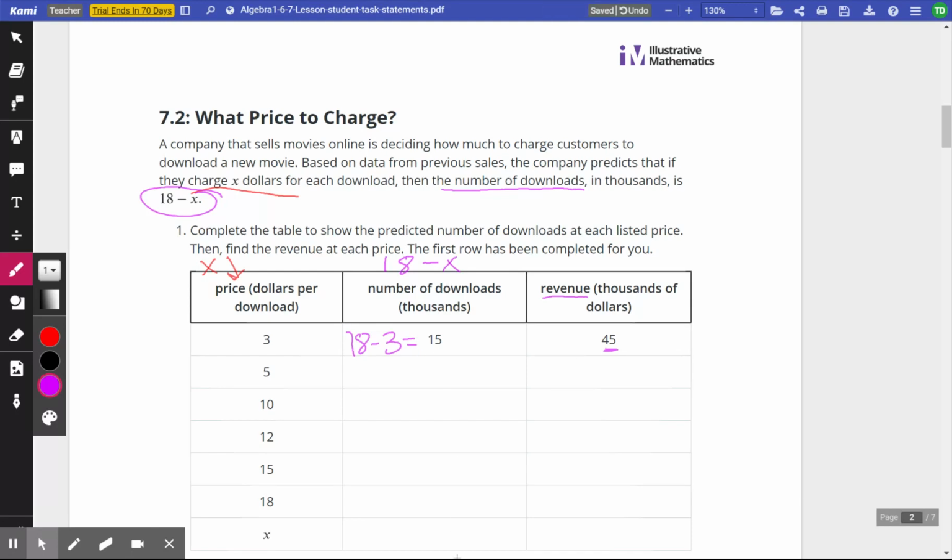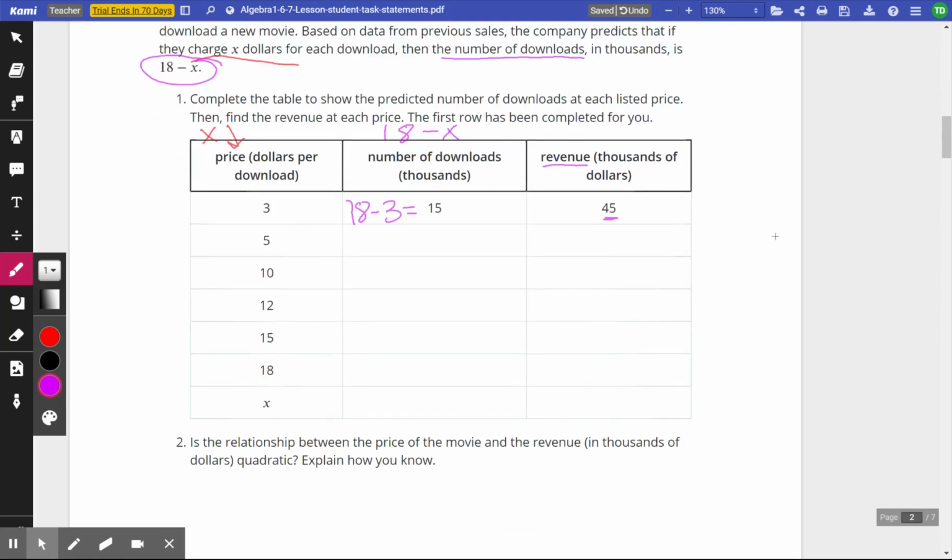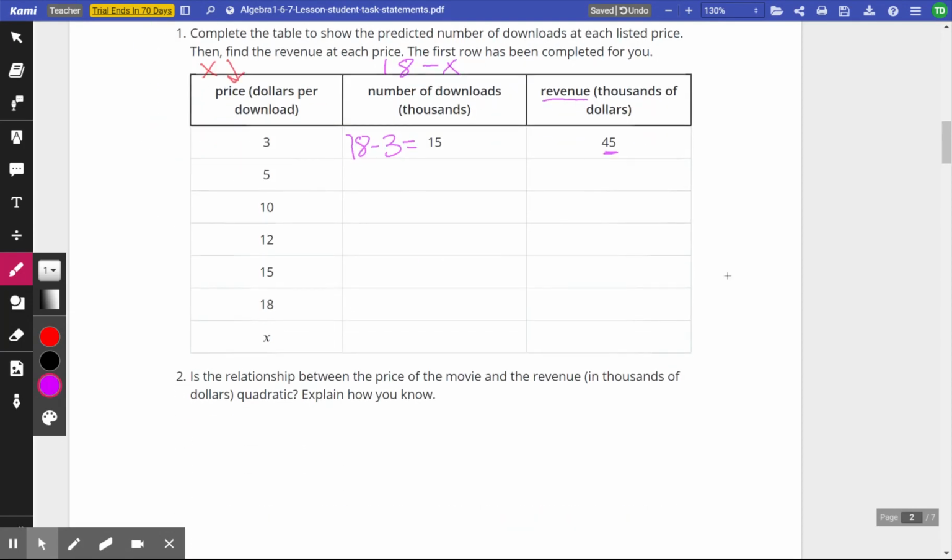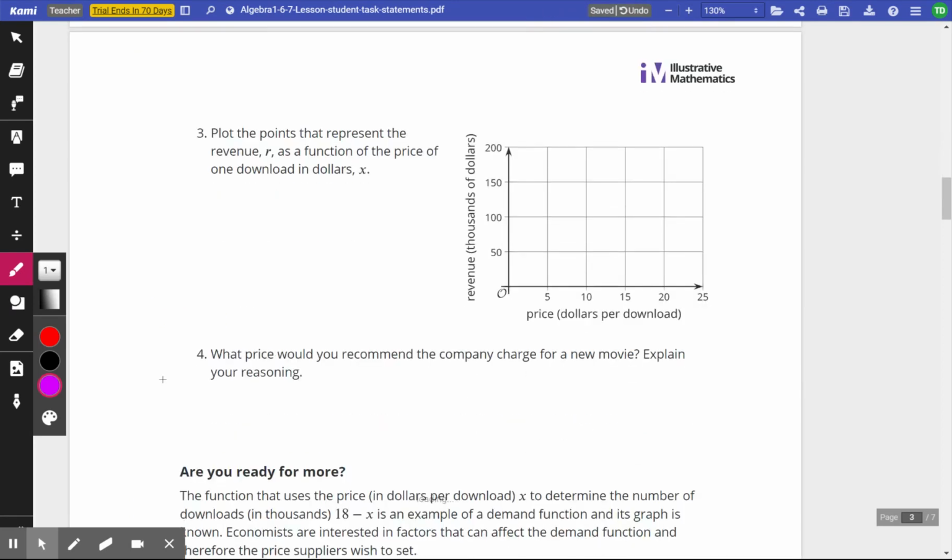So go ahead and fill out the second column. Once you fill out the second column, fill out the third column. And you should be able to see something, especially if you Google the definition of revenue, you should be able to see something that's going to happen here. Once you fill that in, I want you to answer the question is it quadratic? So at this point, you should be able to determine if something is quadratic. If not, again, you need to Google it.